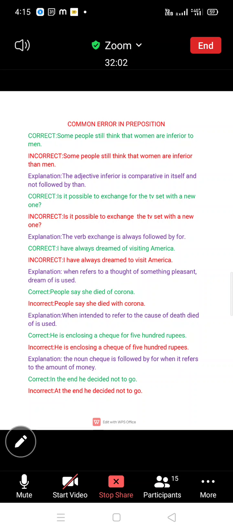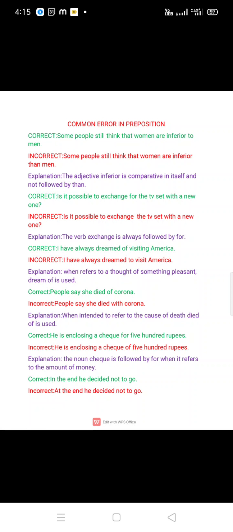Now next one is, people say she died of corona. Again mistake. At first look at the incorrect sentence please. People say she died with corona. Well, when you are trying to say something related to the cause of death, then died of should be used, not.